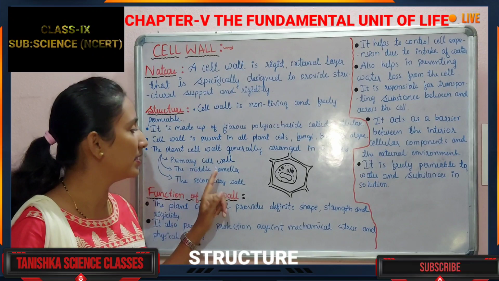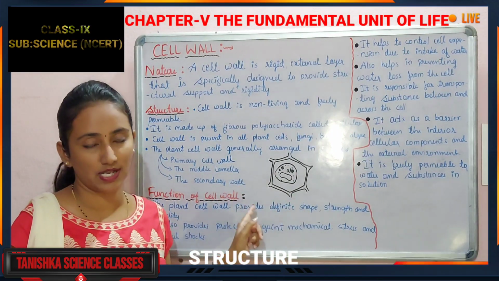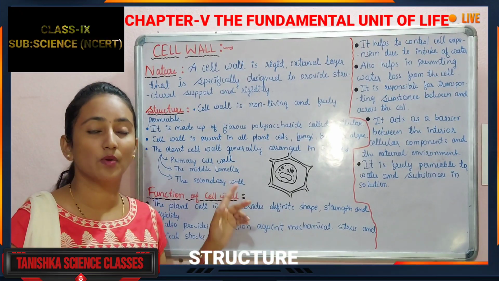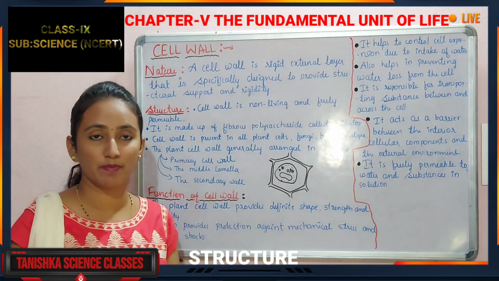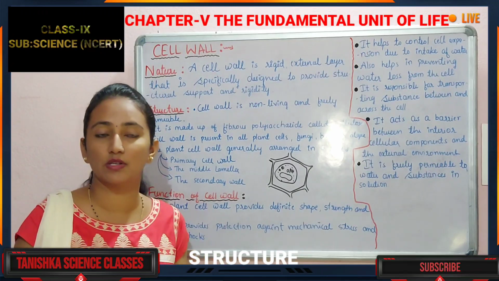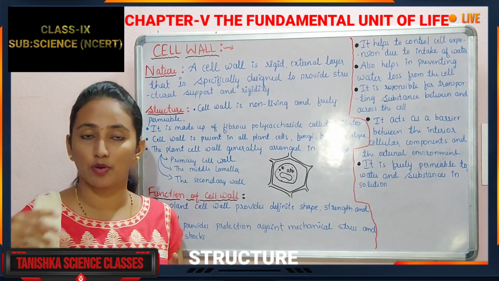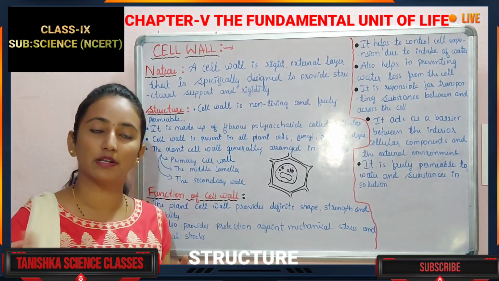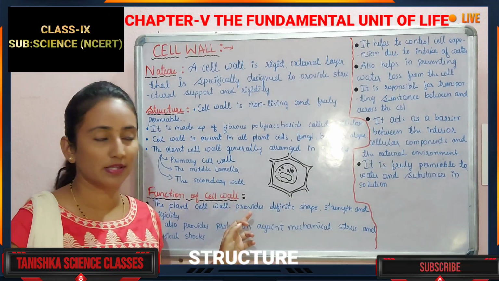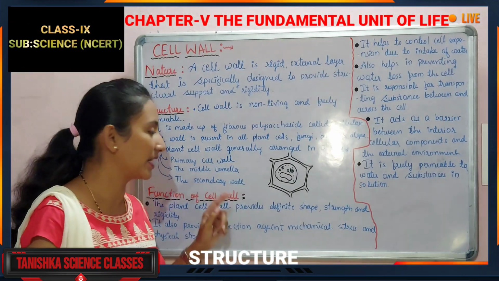Next is the middle lamella. It is the outermost layer of the cell, and it helps in the interconnection between neighboring cells. Some material should transfer from one cell to another cell, and from a cell to the outer medium, and from the outer medium some material should enter the cell. The middle lamella helps in that.